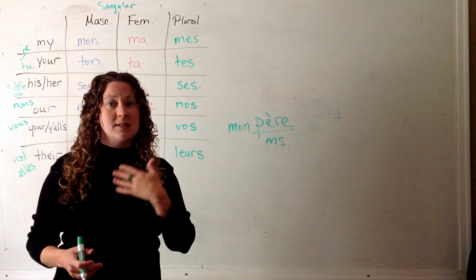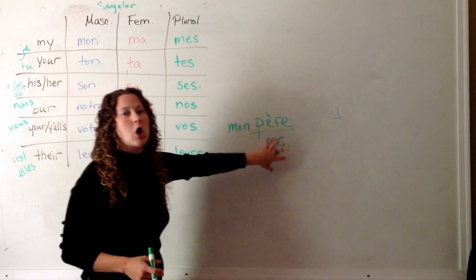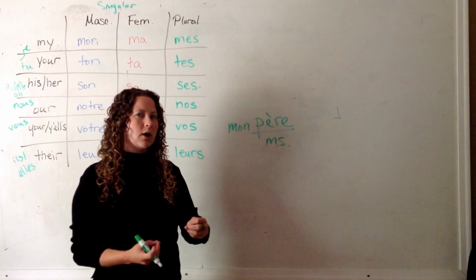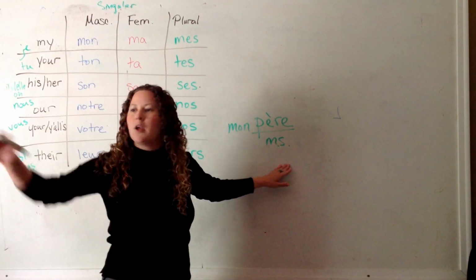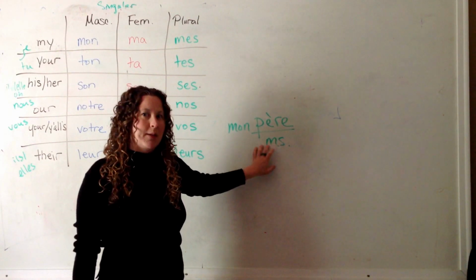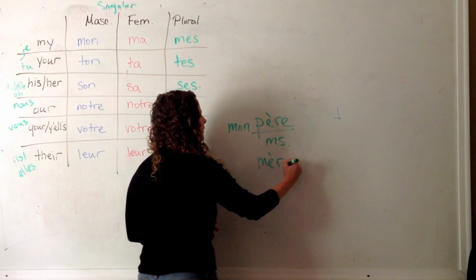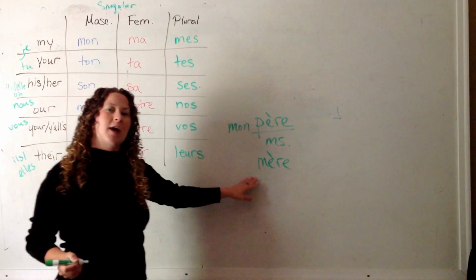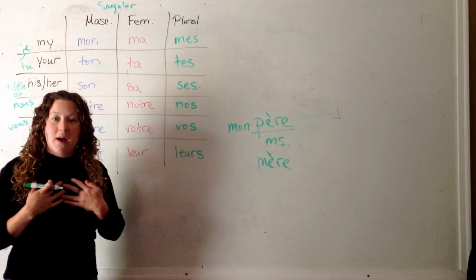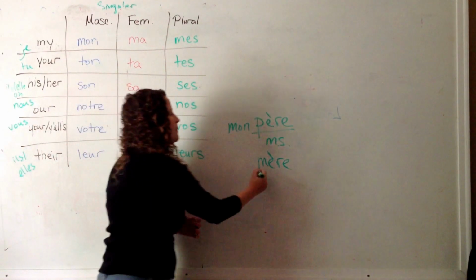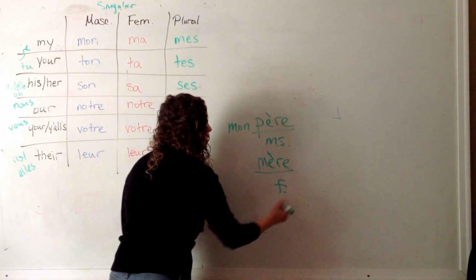My father, because even though I'm a girl, that doesn't matter. It's what's being talked about, not who is talking, that you base your adjective on. It's the noun that you're modifying, not who's saying it, the noun that's actually being modified. So, my mother, again, don't forget your accent grave. Since I'm a girl, that doesn't matter. It's the fact that my mother is a girl that matters. So she is a girl. There's only one of her. Thank goodness.